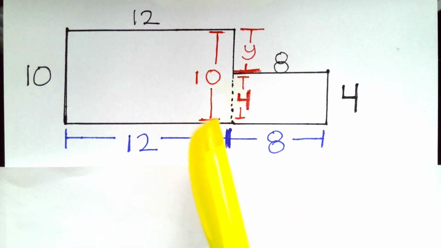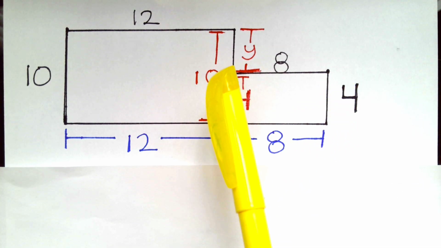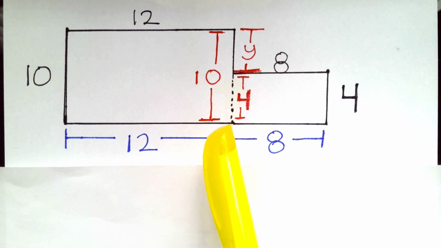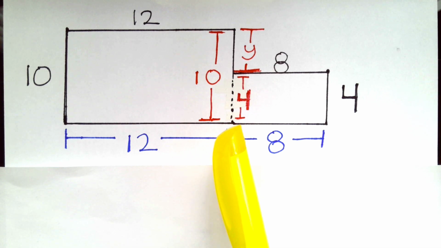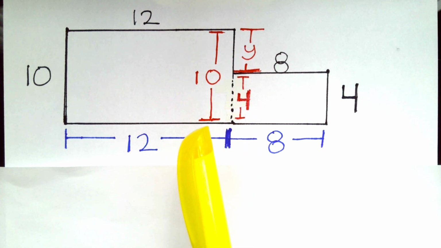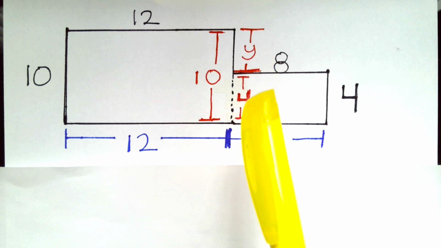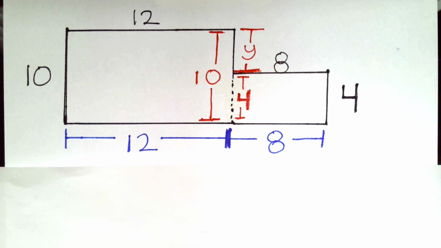So sides opposite each other are equal in a rectangle. So if this is 4, the length that I added here for this side of the rectangle has also got to be 4. And the thought is 4 plus y would equal the 10. So what does y have to equal? Well, 6 plus 4 is 10.